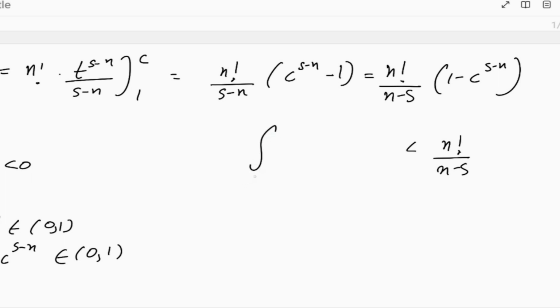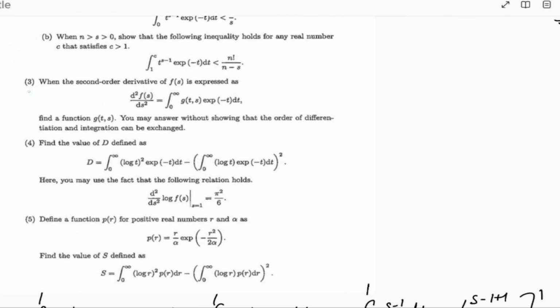Alright, so this is the final result that I get. I started with this integral s minus n e minus t dt, and this is what I was required to prove. So this part is done.